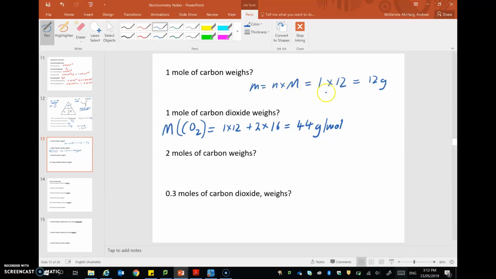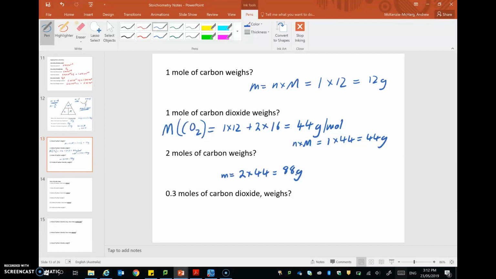So using the equation above, number of moles times molecular mass, 1 mole by 44 grams. Okay, if it's 2 moles, well, we're going to double that. The mass is equal to 2 times 44, which is 88 grams.